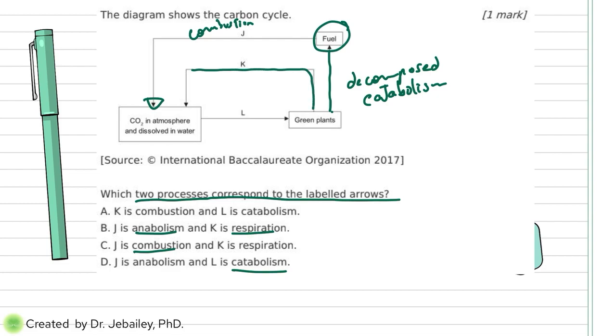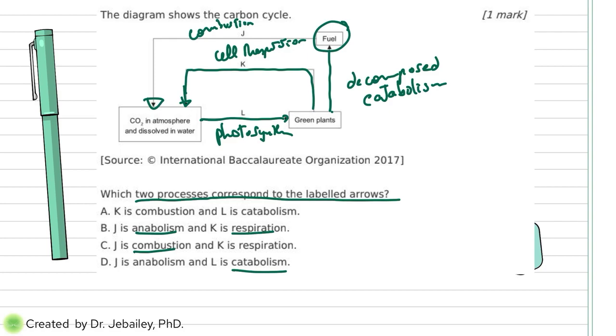Next, I have green plants here. Somehow they're releasing CO2 to the atmosphere. Now, we know that green plants can also do cell respiration. So remember, cell respiration is not just for animals. Plants can also release CO2. And then here we have CO2 coming into the green plants, which means it can be photosynthesis, right? Because photosynthesis is when you absorb CO2 inside.